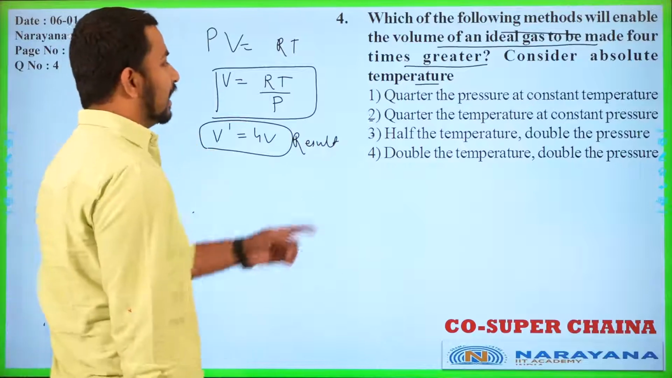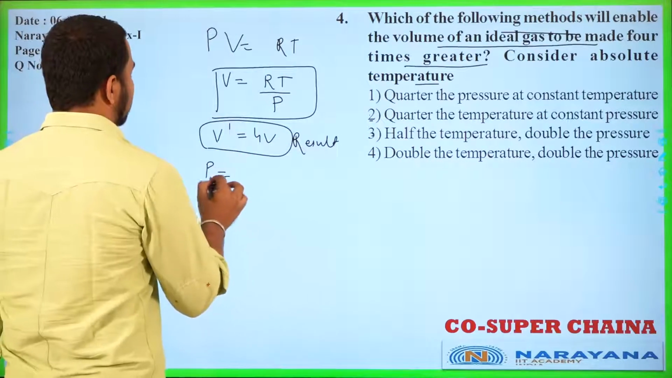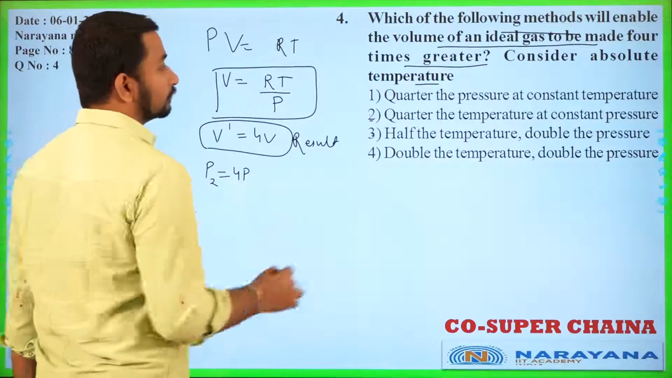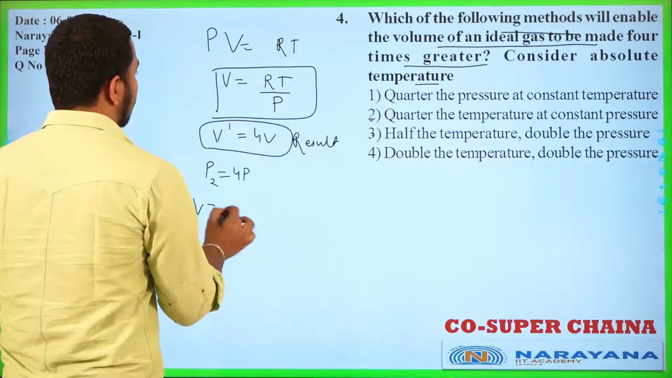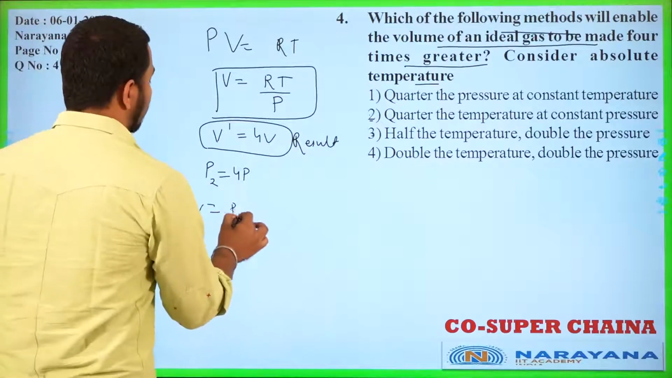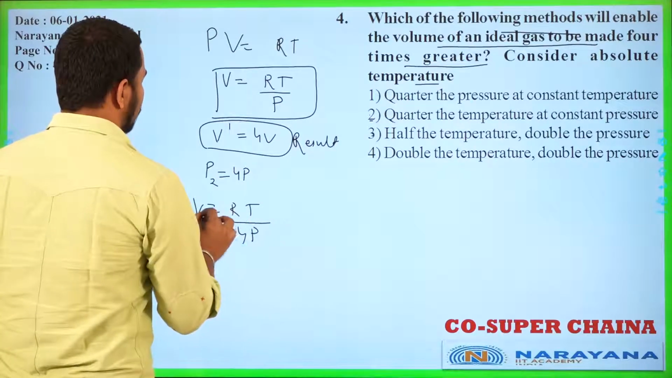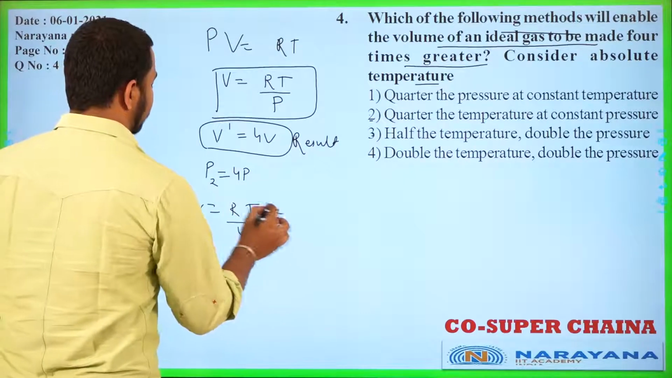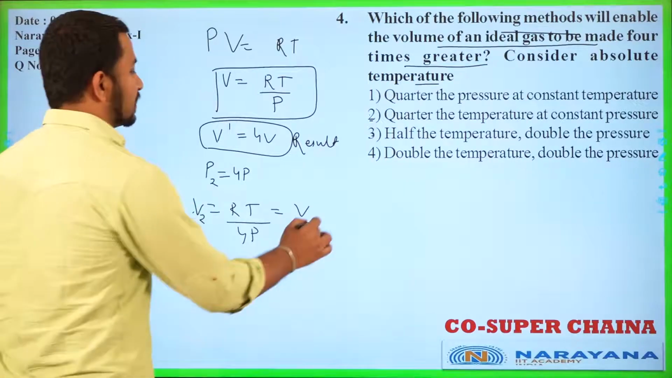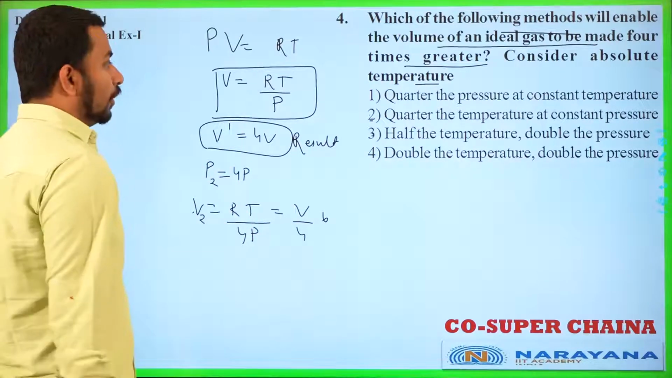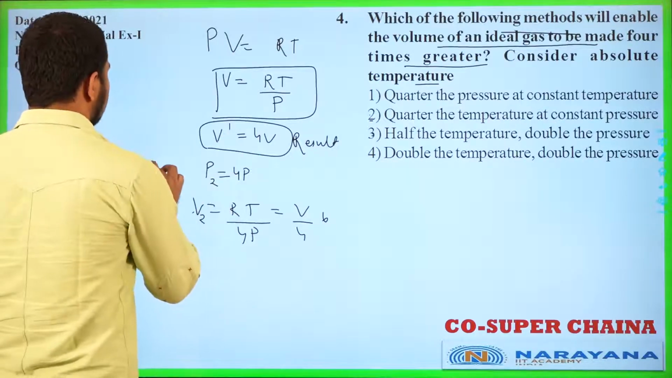Now for this they are asking to quarter the pressure. If P2 is P by 4 at constant temperature, then in this formula, if we do R into the same temperature and the changed pressure, V2 will become 4 times... wait, V by 4. So that is not the answer, because we want 4V. Quarter the temperature at constant pressure. So this is for option 1.